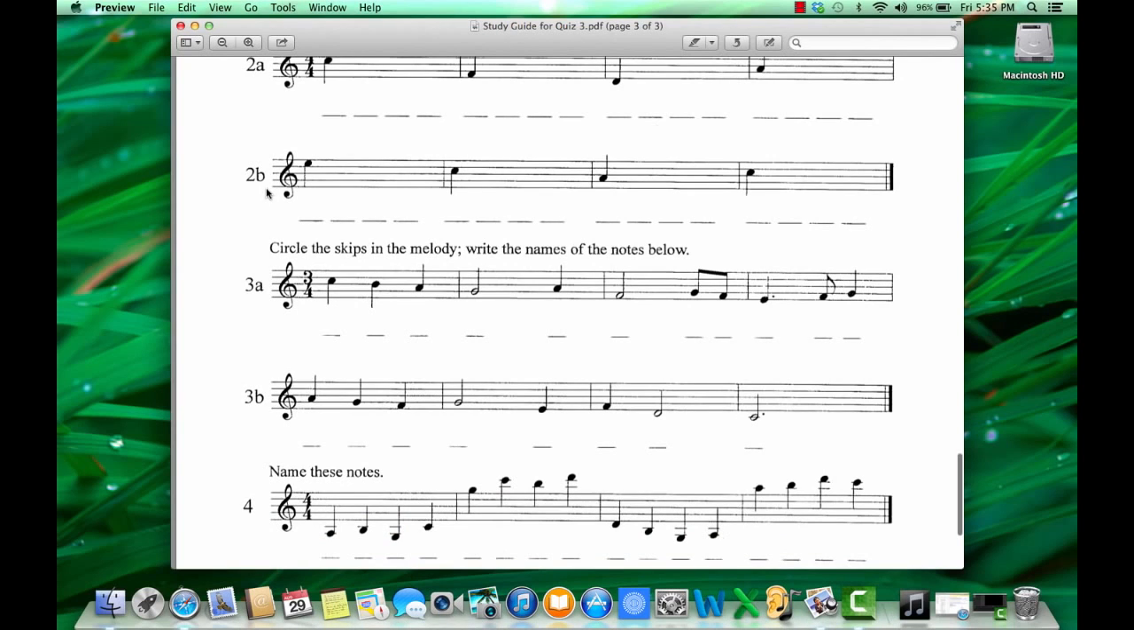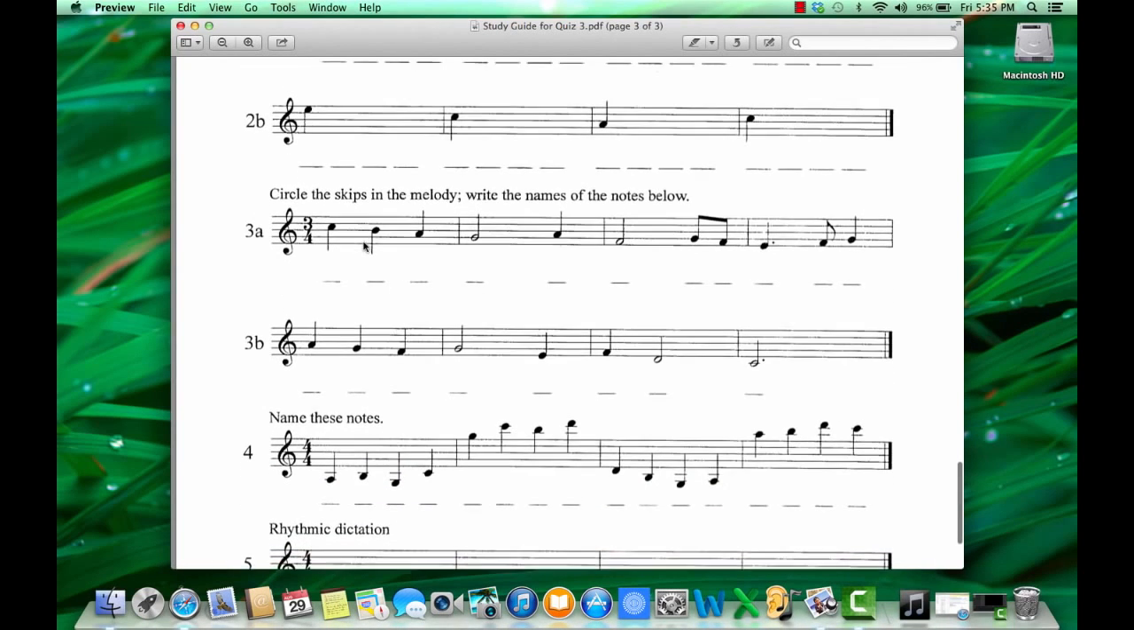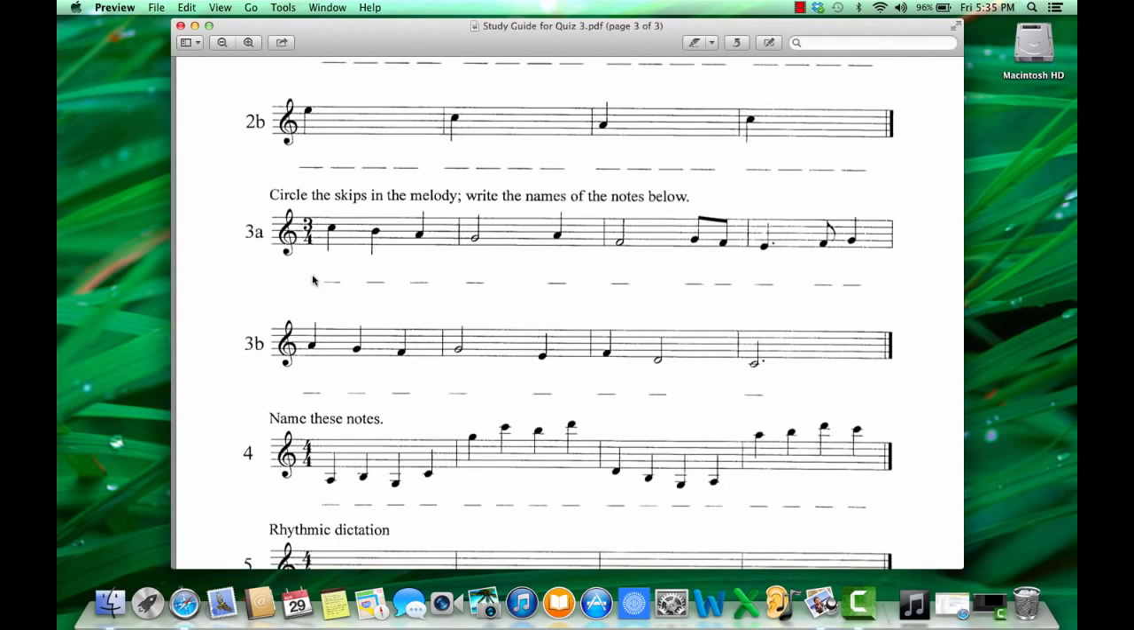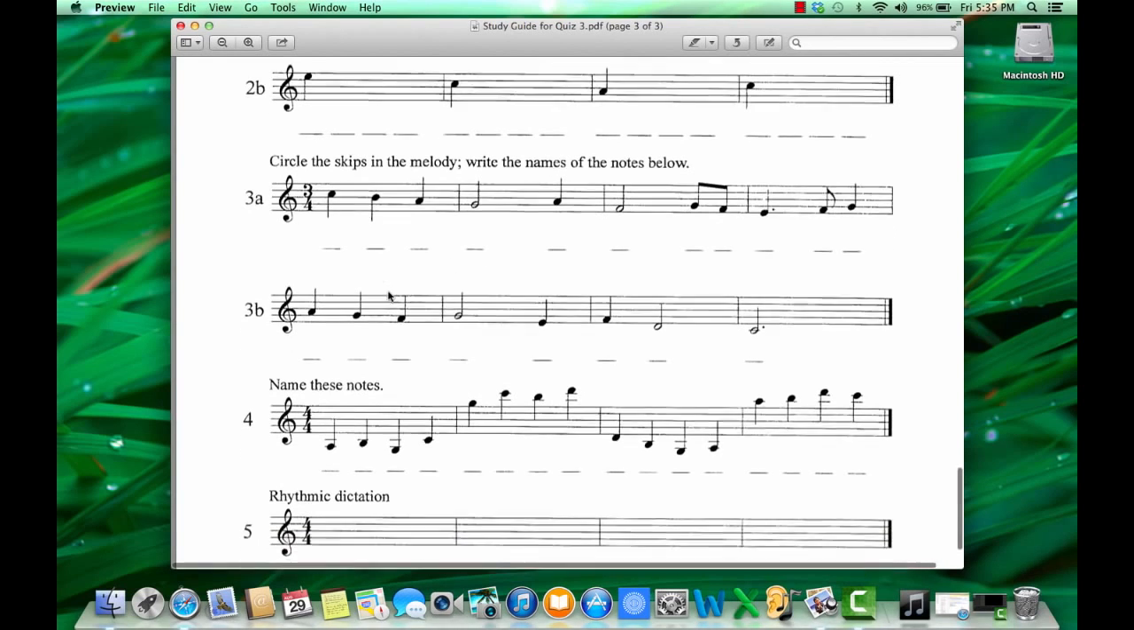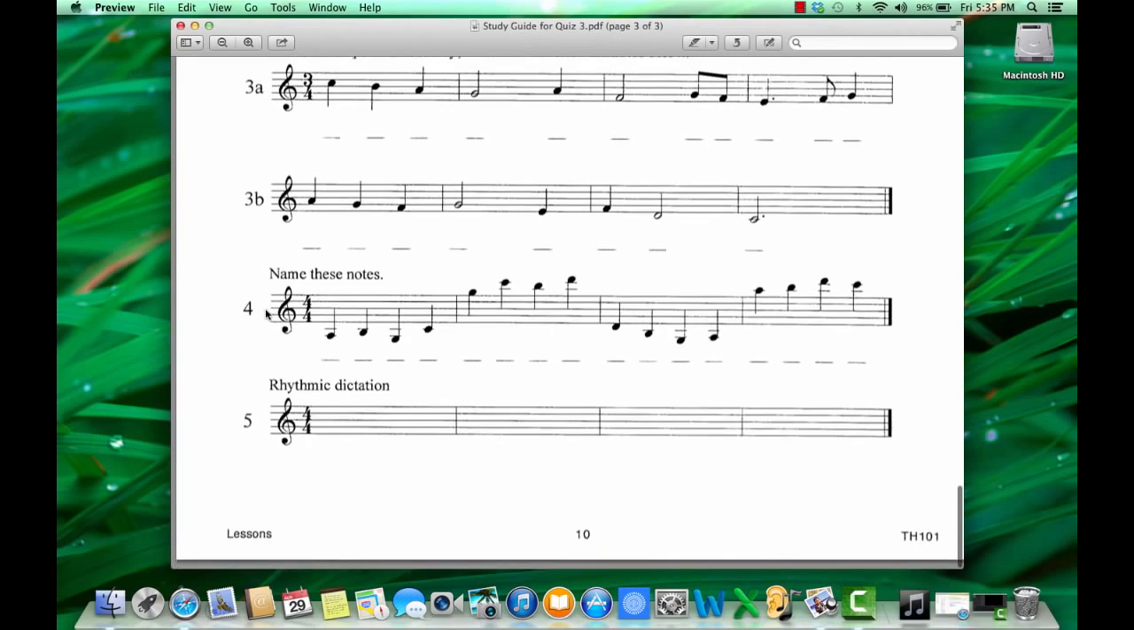Do the same for 2B. 3A, circle the skips in the melody and write all the note names below. The first skip in this melody is from A to F. It skips G. Continue for 3B, do the same thing.